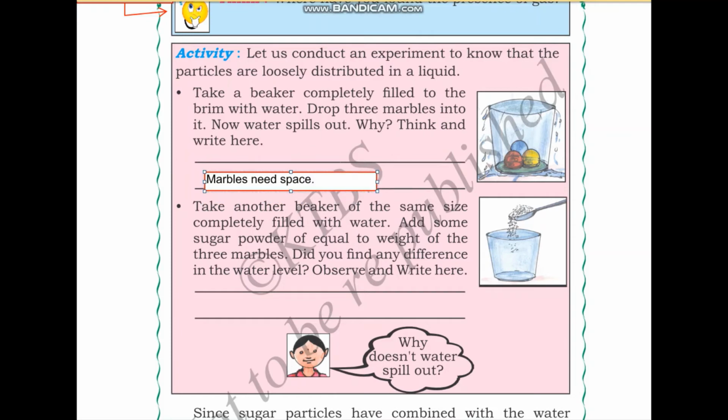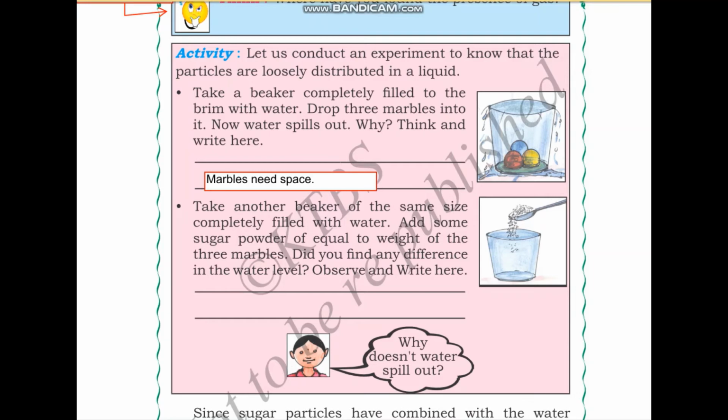Next part of the activity is, take another beaker of the same size, completely filled with water. Add some sugar powder equal to the weight of the 3 marbles. Now, you had 3 marbles, no? Similar weight, you have to take sugar. So, if the 3 marbles were weighing around 5 grams, you have to take 5 grams of sugar. Okay, and then you have to add it to the water.